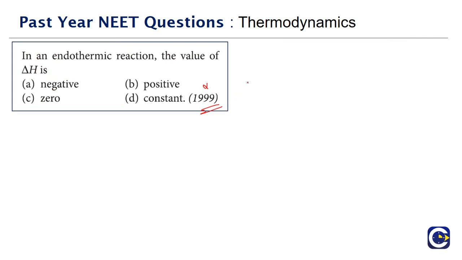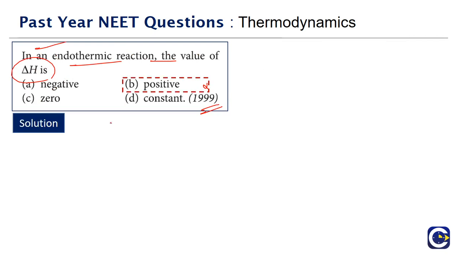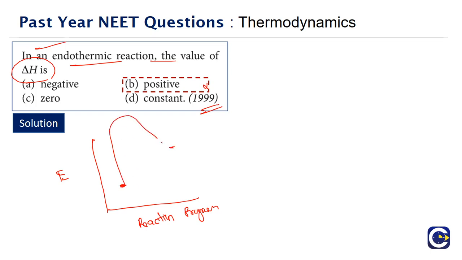Next we have another straight question. In an endothermic reaction, the value of delta H is. What is an endothermic reaction? One where delta H will be positive. On an energy diagram, if you look at the endothermic reaction, how do you show the progress of the reaction? We'll have the reactant and the product. The energy of the product will be more than the energy of the reactant.